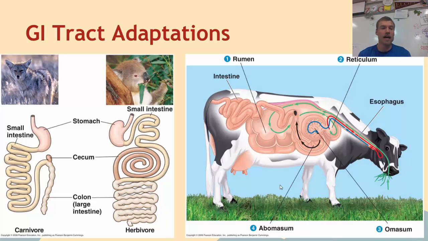We also have GI tract adaptations. So notice carnivores and herbivores have different amounts of small intestine, large intestine, and cecums, and that's just because they need to digest things differently, right? You're eating different foods, so you're going to have different digestive systems. And then we have these special herbivores, which are called ruminants.